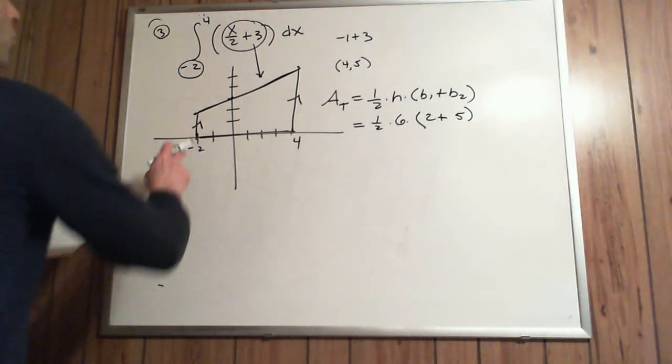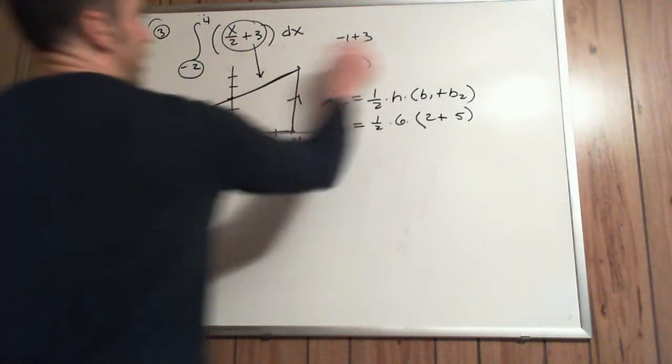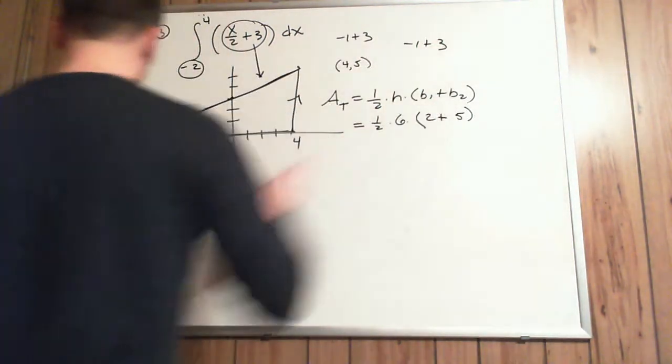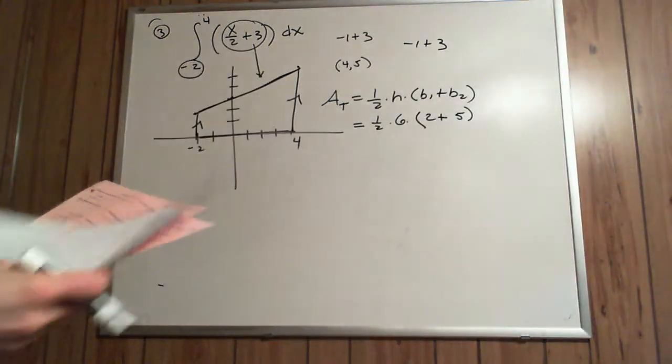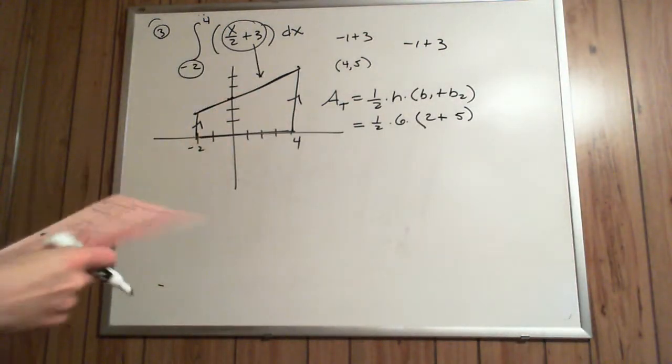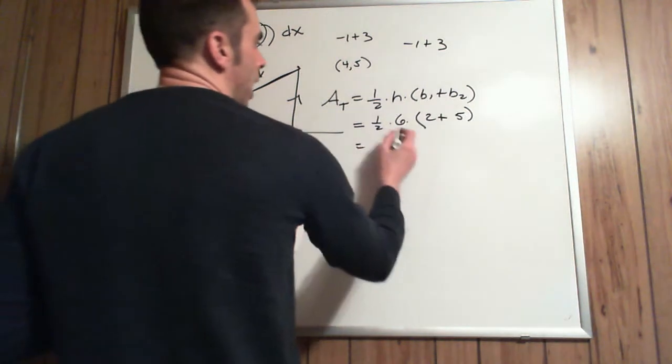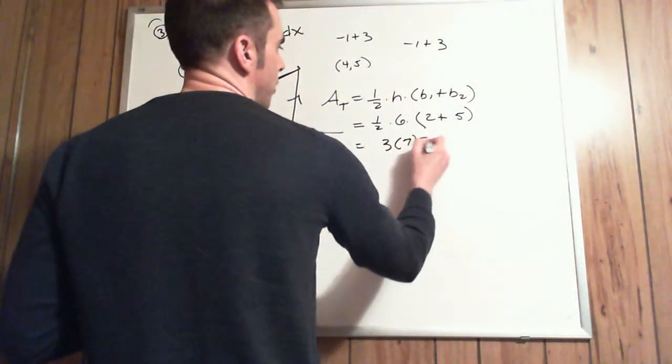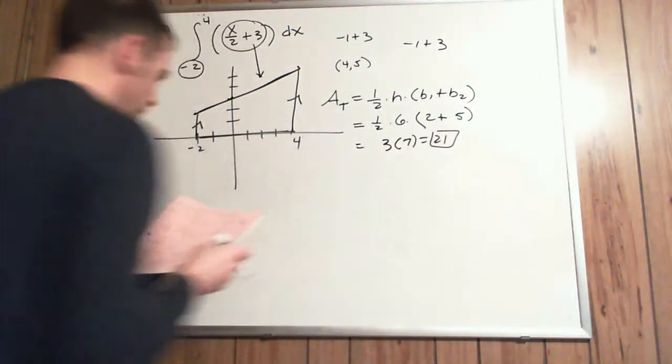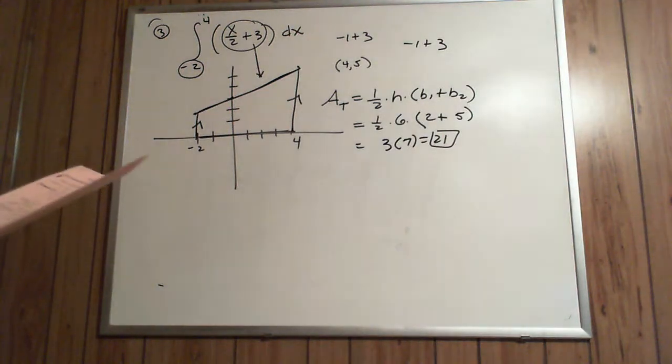I'm just making sure here, when x is -2, over 2 is -1, plus 3 is 2. I had something different written on my paper. So it is 2 units high. Okay, so then half of 6 is 3 times 7 is 21. So the value of the definite integral there is 21.